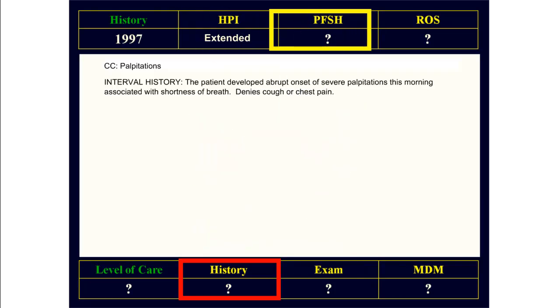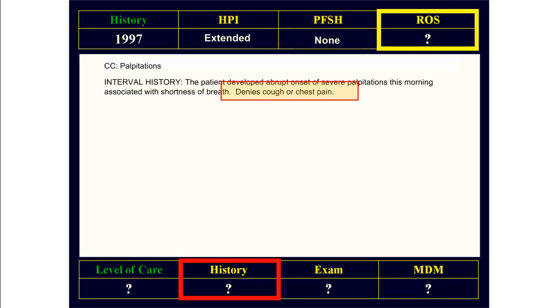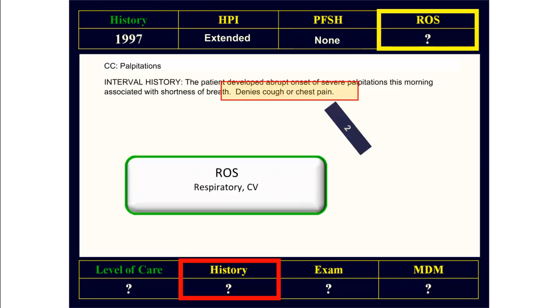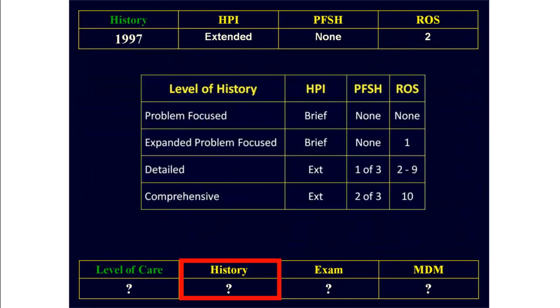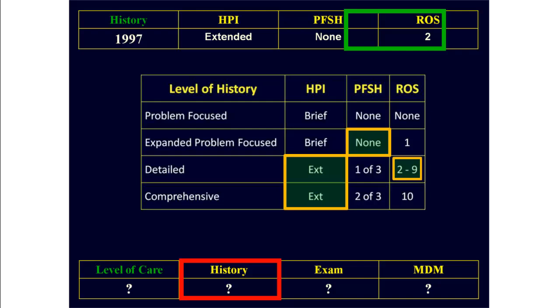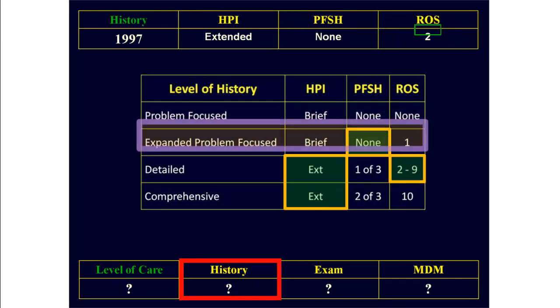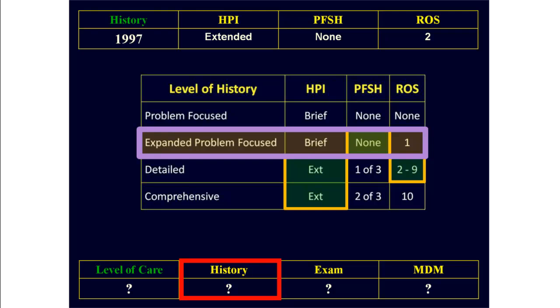There are no elements of PFSH listed, but we did ask about cough or chest pain, which would give us credit for reviewing the respiratory and cardiovascular systems. So going back to our table, now we have an extended HPI, no elements of PFSH, and 2 systems reviewed. At first, you might think this qualifies us for an expanded problem-focused history.